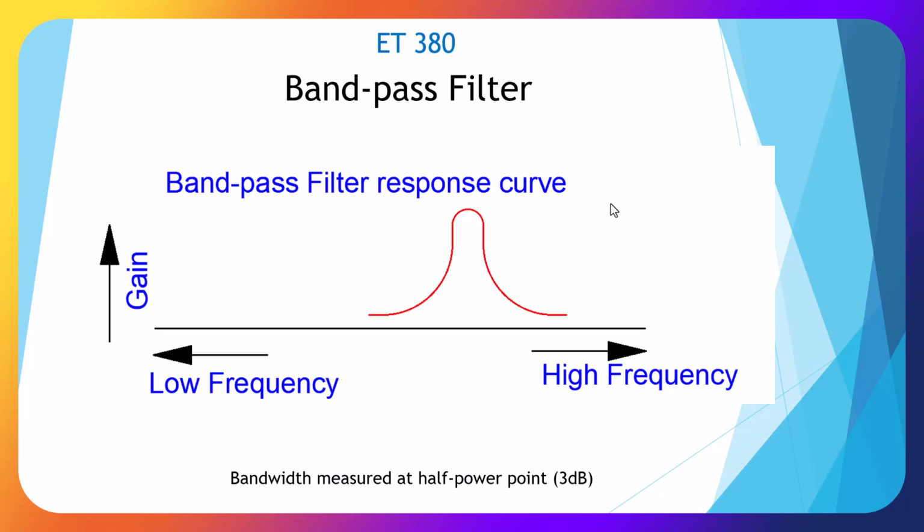Another type of filter is a bandpass filter, where we pass a very narrow band of frequencies. And the bandwidth is measured at the half power point, or 3 dB at the middle here.